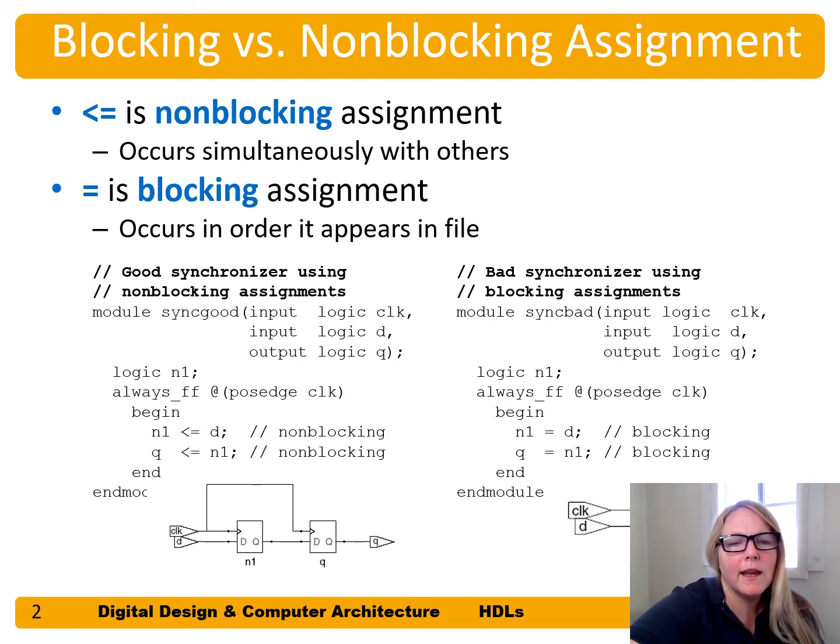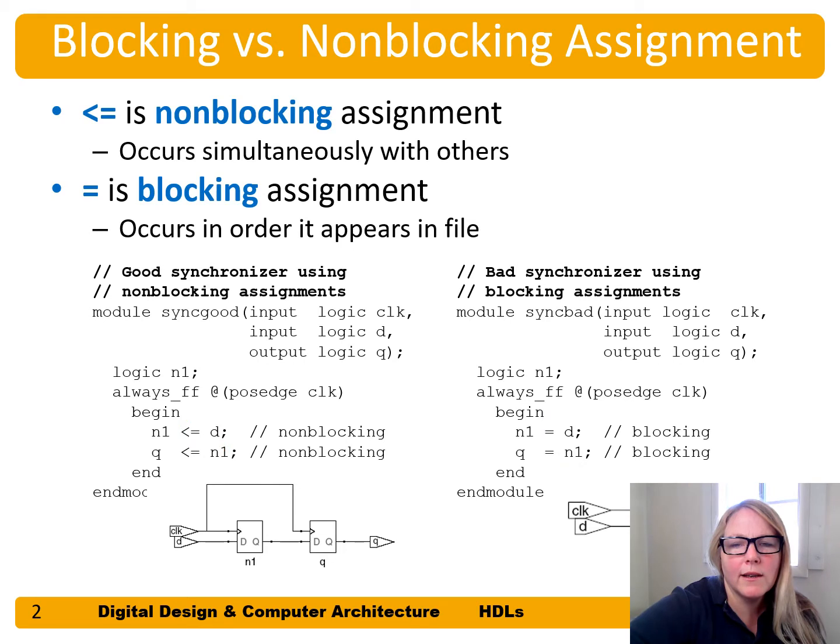And so we have begin, N1 gets D, and Q gets N1. So these get assigned at the same time. I can't draw this at the same time, but N1 gets D, and Q gets N1 at the same time. However, in this blocking assignment, it almost looks the same. The only difference is these equal assignments versus the gets assignments, so these blocking assignments versus non-blocking.